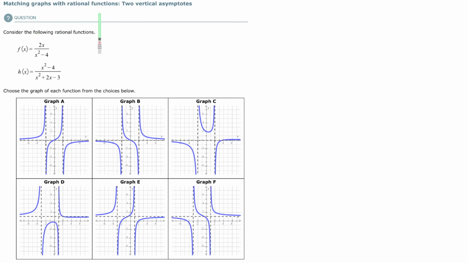Matching graphs with rational functions. And each of these have 2 vertical asymptotes. Now, this is sort of a strange question. You shouldn't say matching graphs. It should just say draw graphs. And so that's a big hint for you. The best thing you can do is just draw this graph by hand on your own with your own sheet of graph paper, and make sure you label all your vertical asymptotes and horizontal asymptotes.